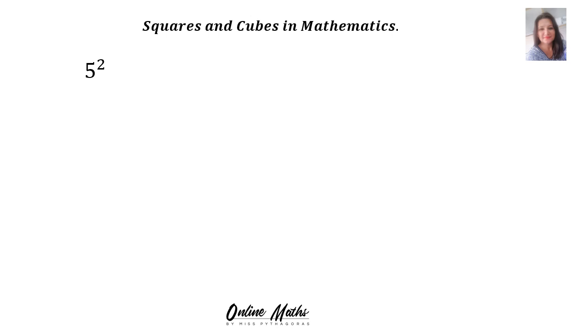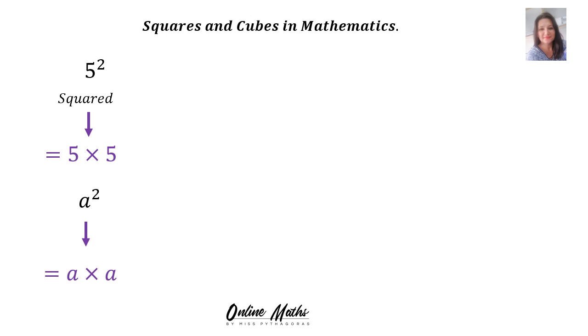When I give you 5 to the power of 2, you read it as 5 squared. And that means it's 5 times 5. It's 5 times itself twice. Then in algebra, when I give you a squared, it's exactly the same as a times a.